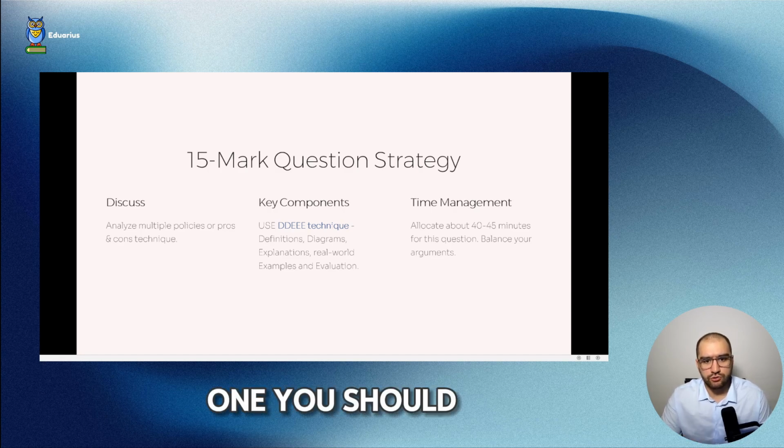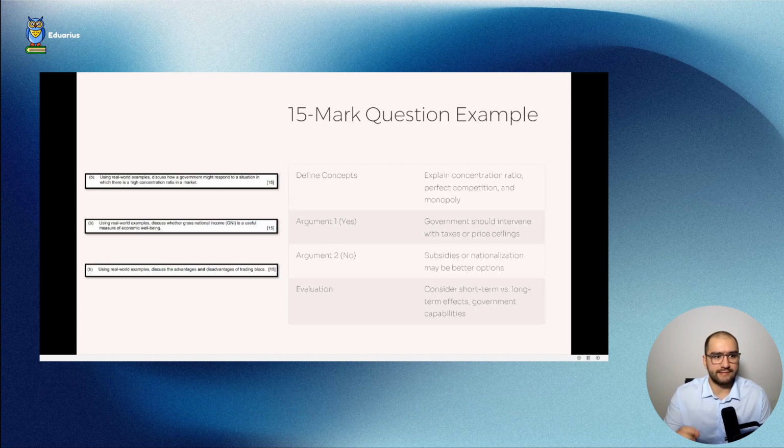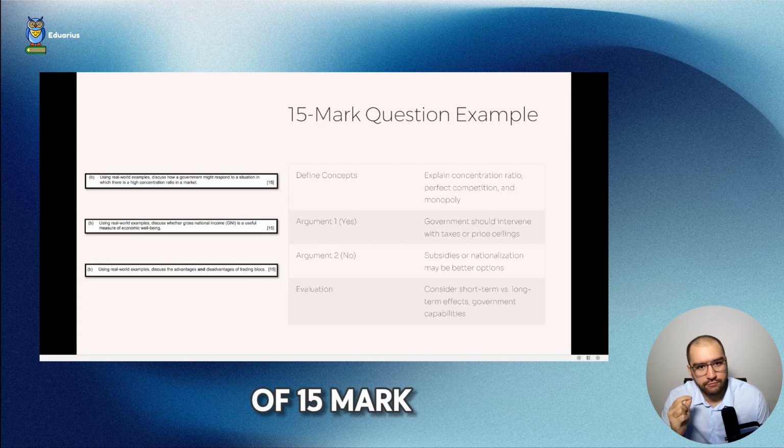And the third one, you should allocate about 40-45 minutes for this question. Balance your arguments, of course. There are examples of the 15-mark question.